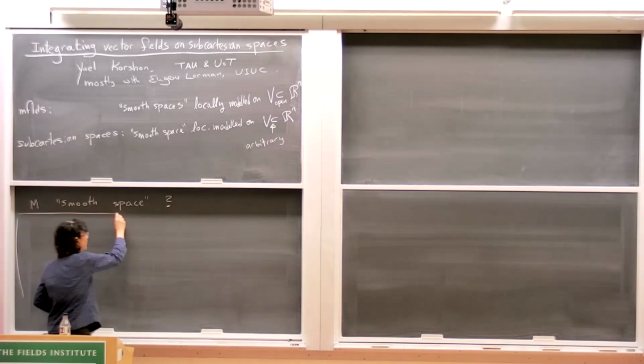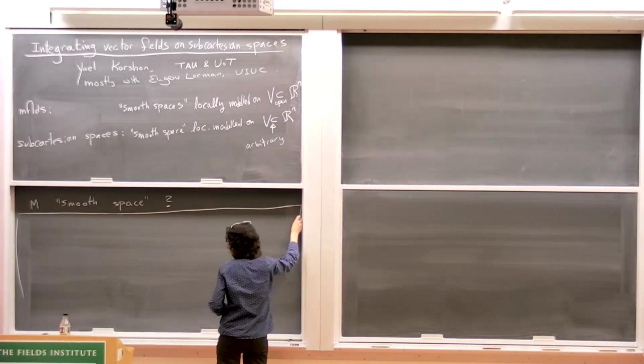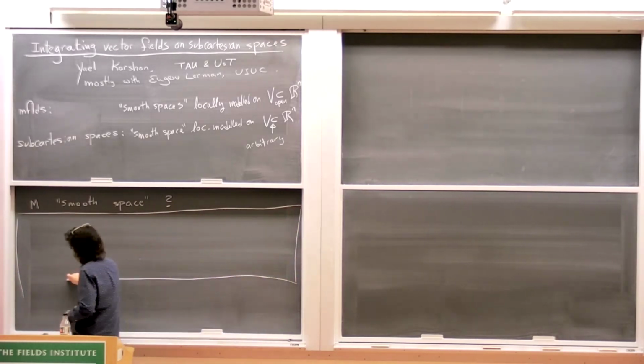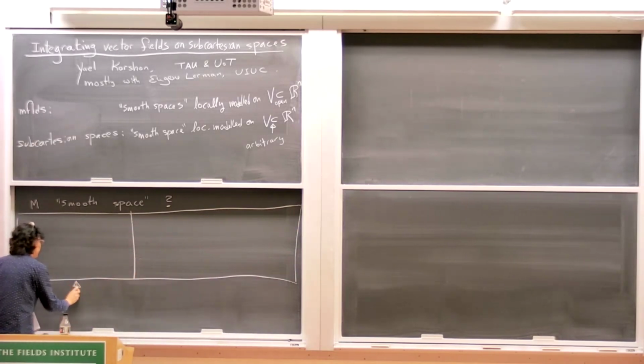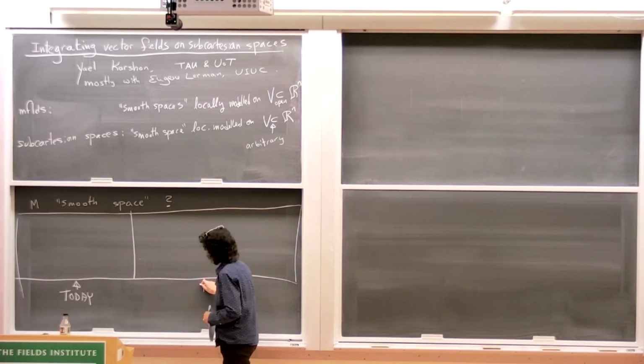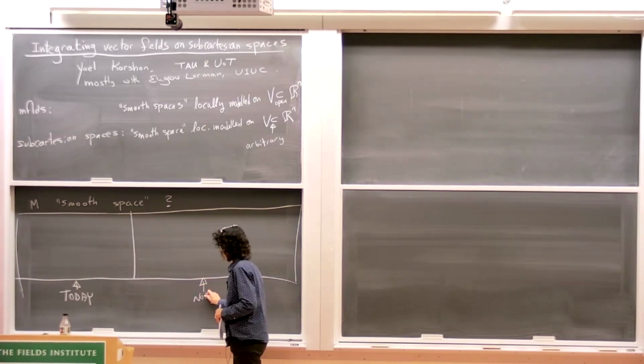Okay. So I'm going to give you two different answers to the question of what is a smooth space. The first one is the one we will deal with today, and the second one is just for the context. It's not for today.